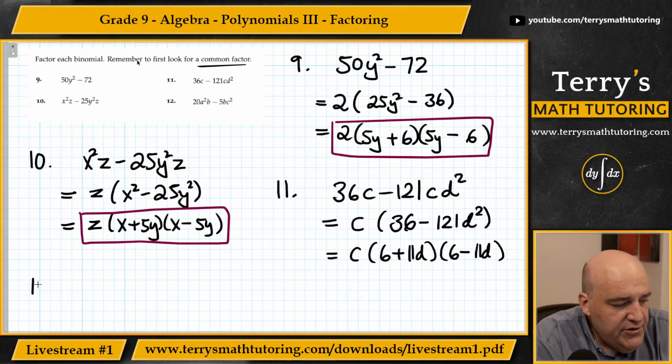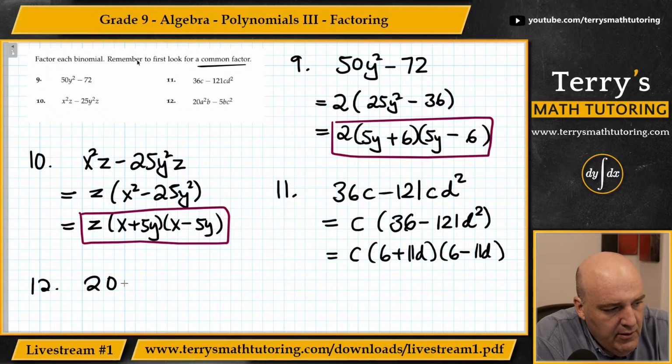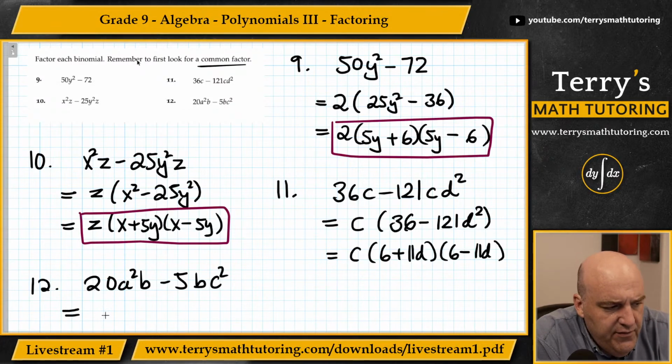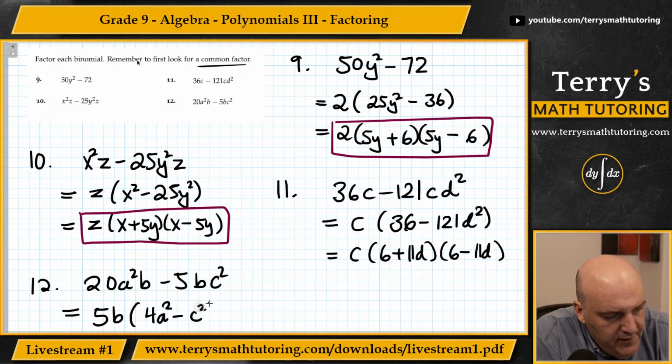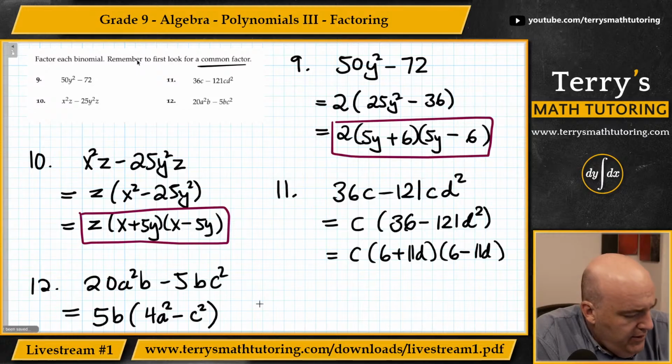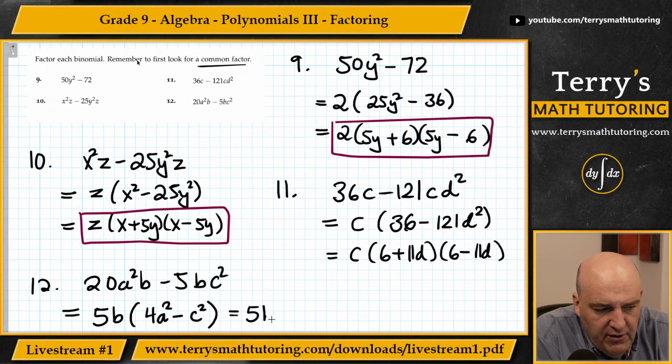And then the last question here for tonight is this one. So 20 and 5, we can pull out a 5. And I see a b in both places, so I can pull out a b as well. So our common factor is 5b. And then we get 4a squared minus c squared. And that's a difference of squares now in the brackets. After we pull out the common factor, the difference of squares reveals itself.